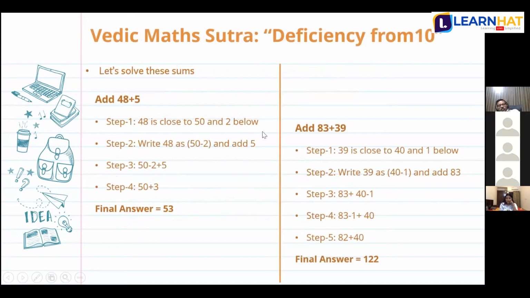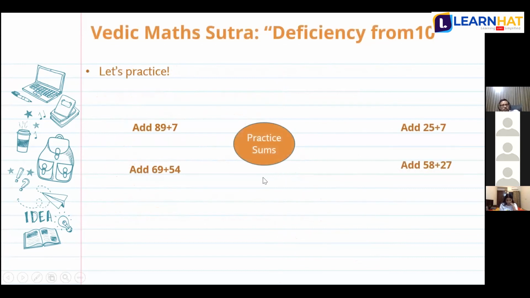Okay, let's try a few sums here. I'll give you 3 minutes. Please take one sum and then try. If you want to try one 2-digit and one 1-digit, feel free to do that. If you want to try something a little deeper, you can try 58 plus 27 or 69 plus 54. Your time starts now.